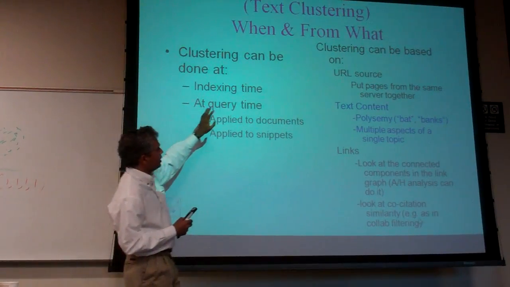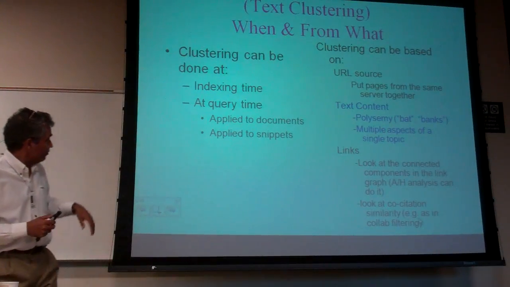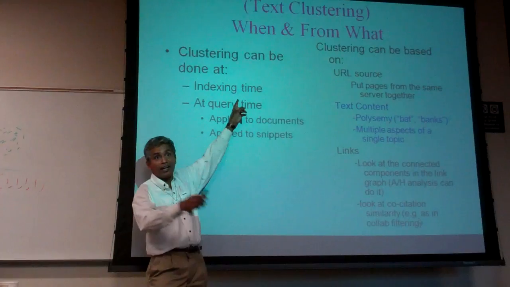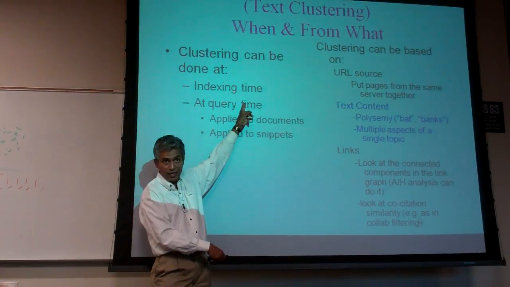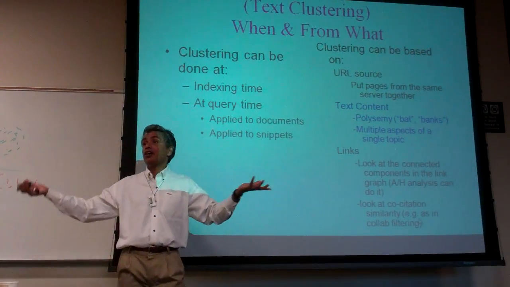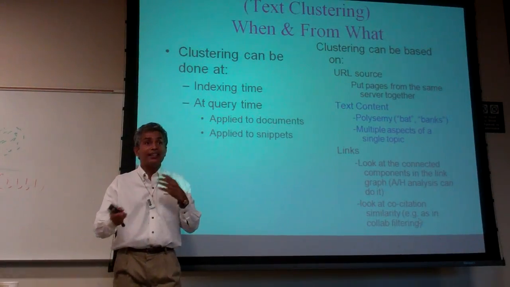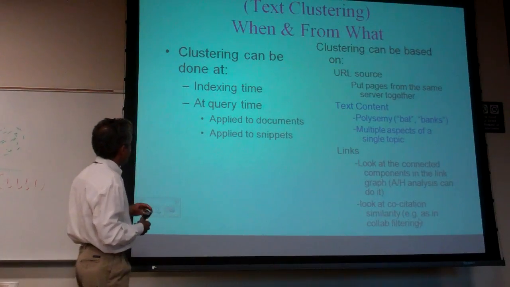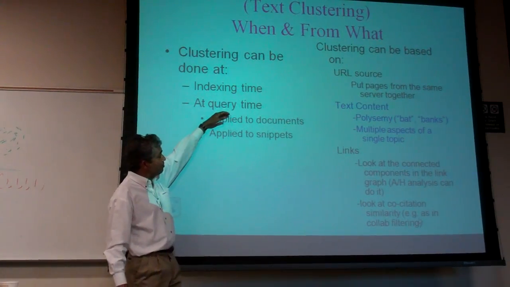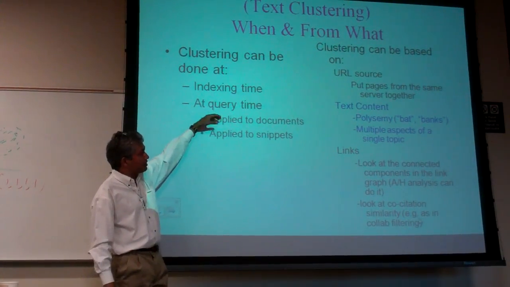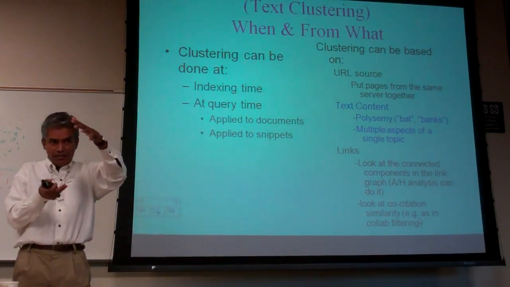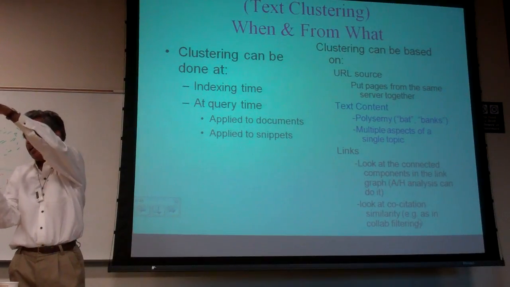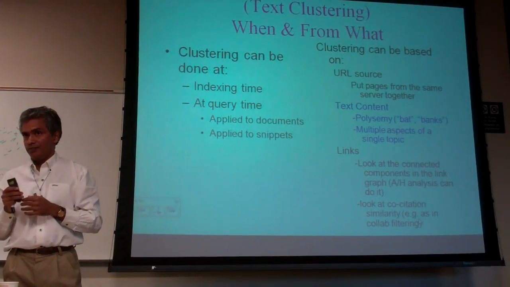In terms of when you do clustering, you can do clustering at indexing time. That means when you have crawled all the documents into your corpus, and you are constructing clusters of similar documents. You can also do it at query time, when you are putting all the George Bush results in one cluster and Kalahari Bushman results in a different cluster.